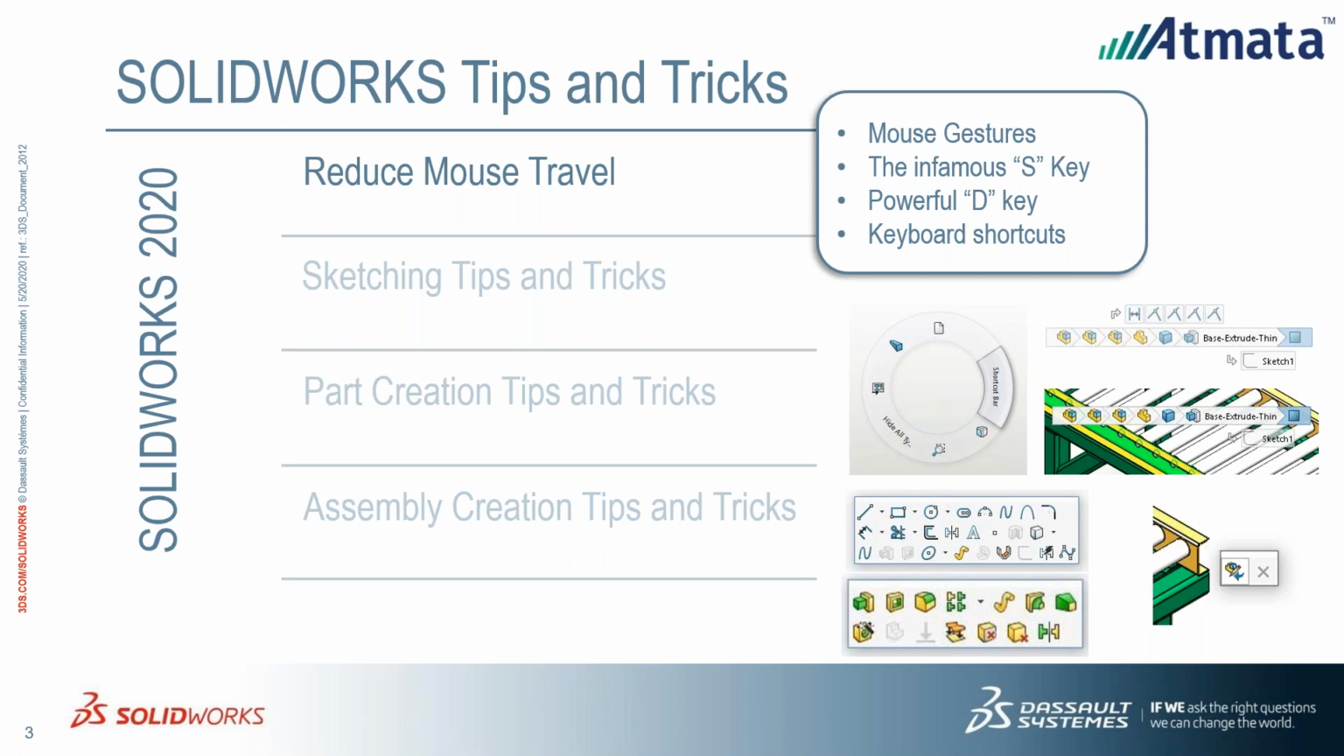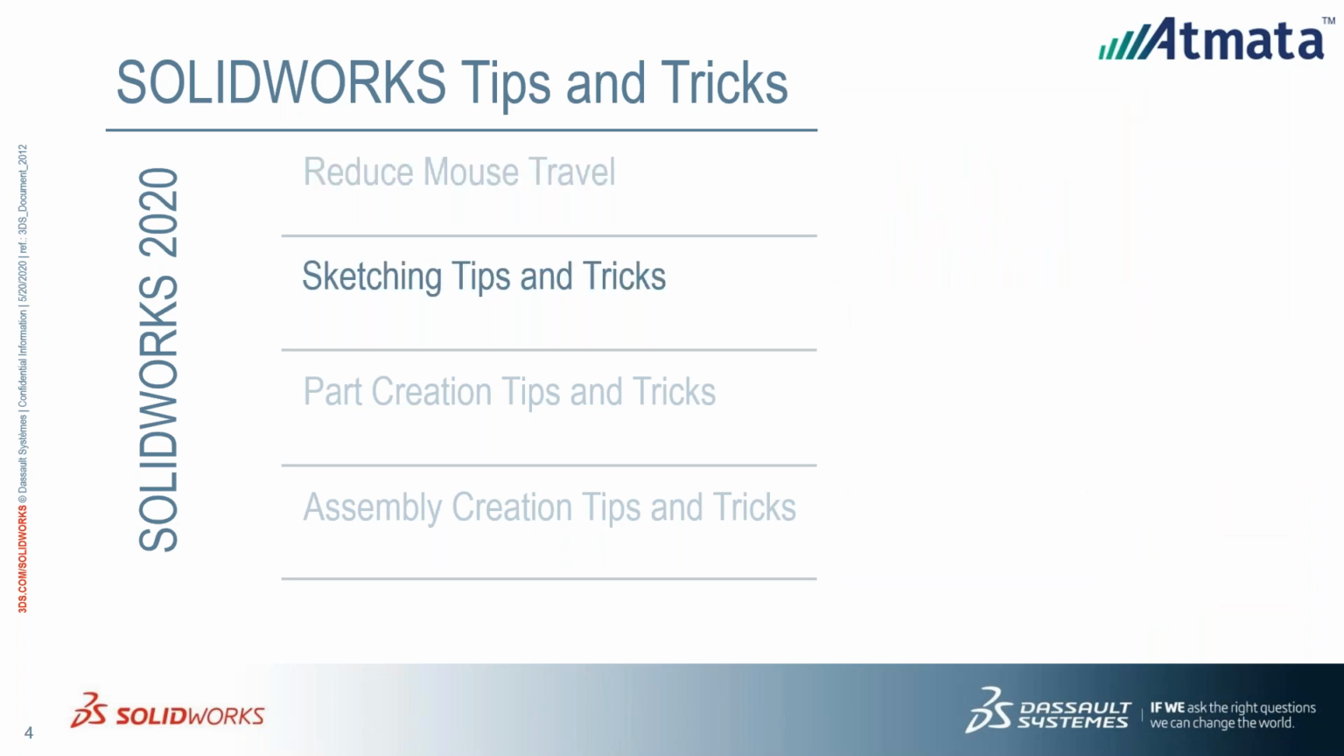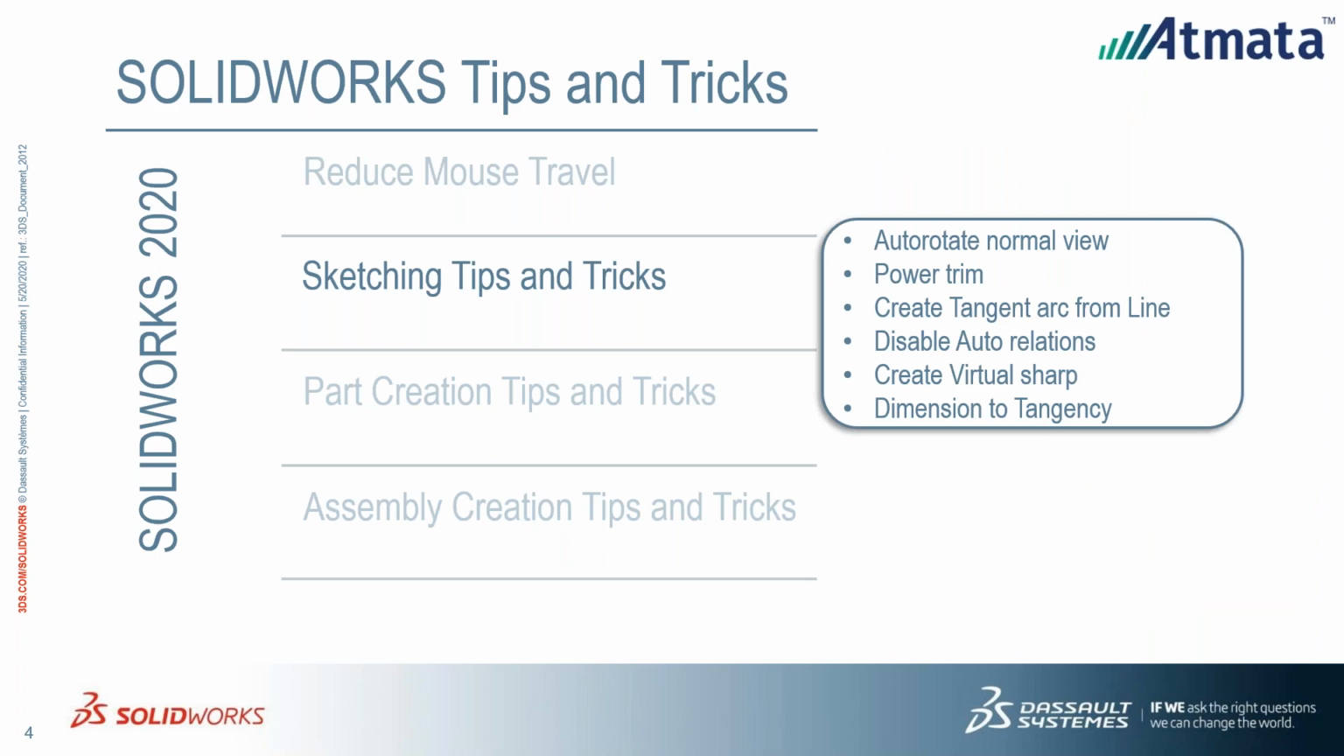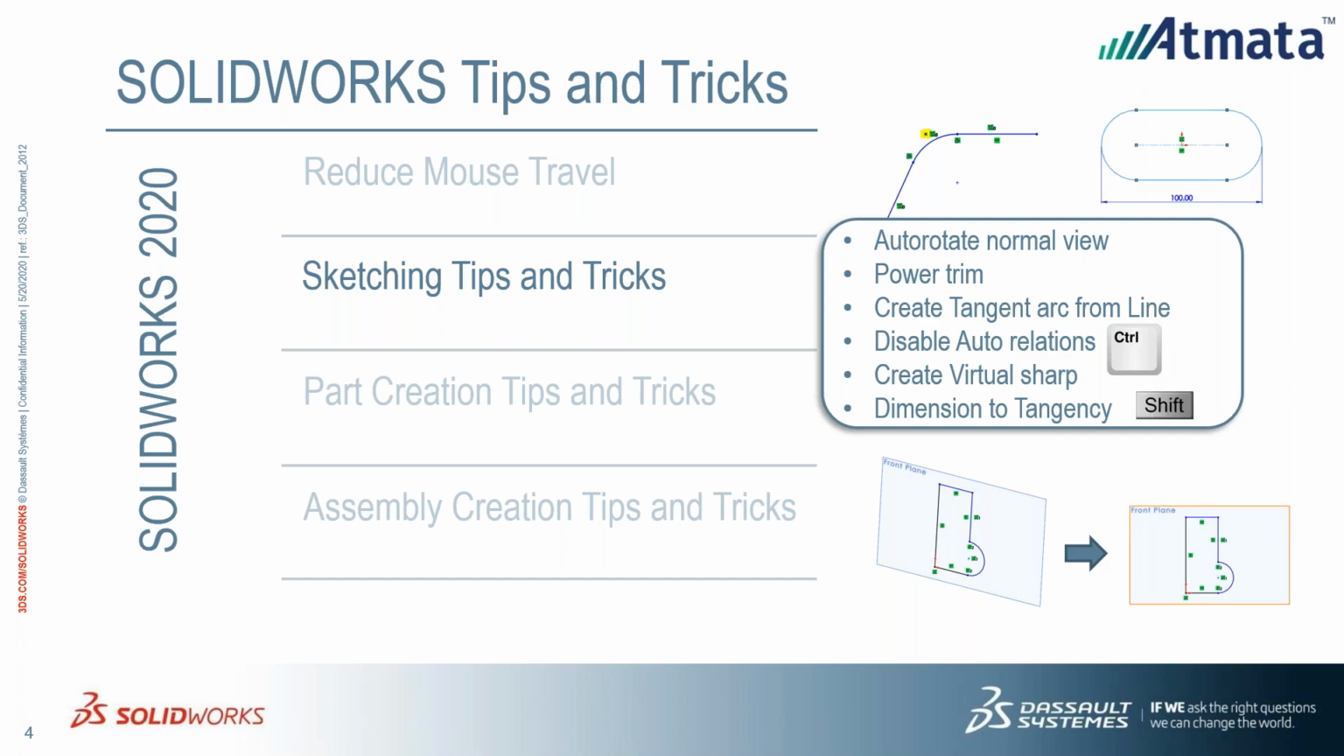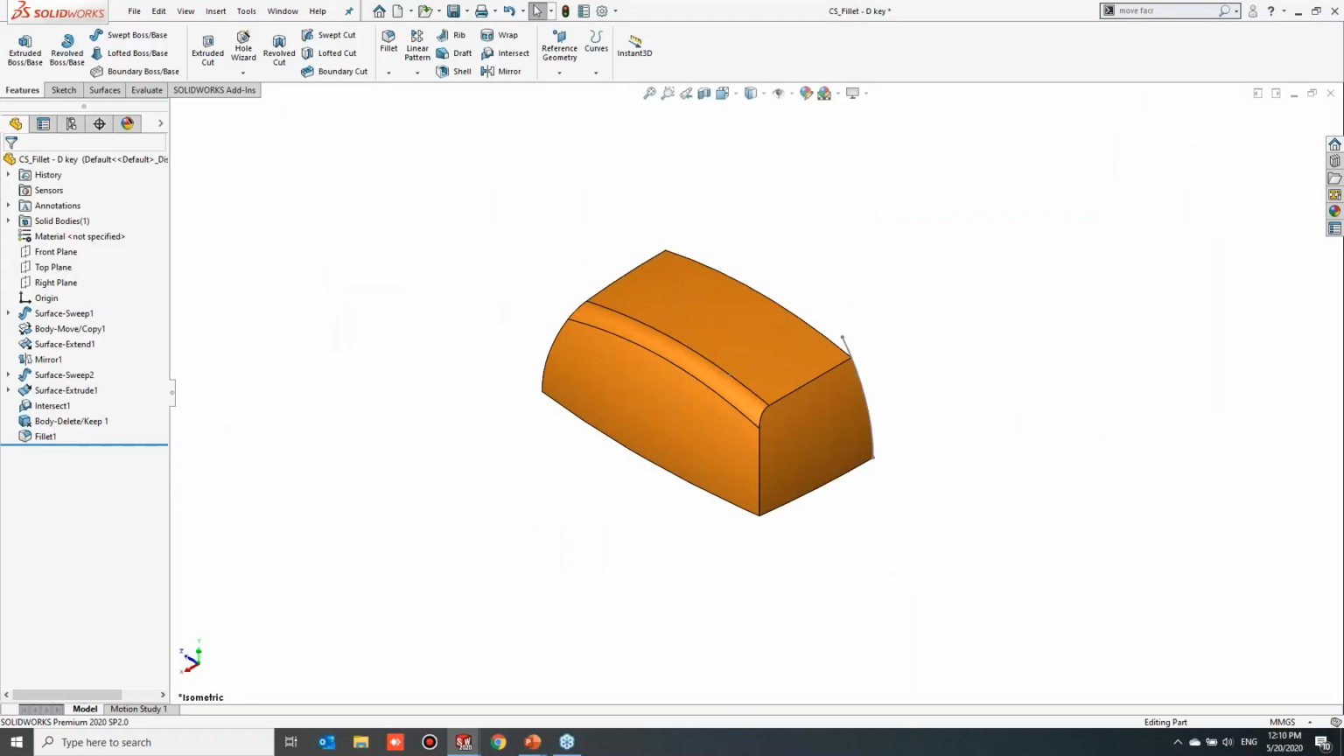Now let's see what I have for you in sketching. How to auto rotate the sketch plane to normal view. And tips in power trim. How can we create a tangent arc directly from the line command? How to disable auto relations? How can we create a virtual arc? And how can we dimension the tangency? Now let's have a look.